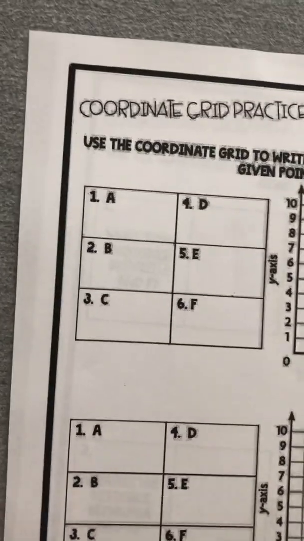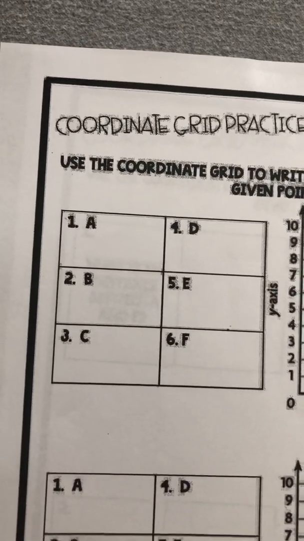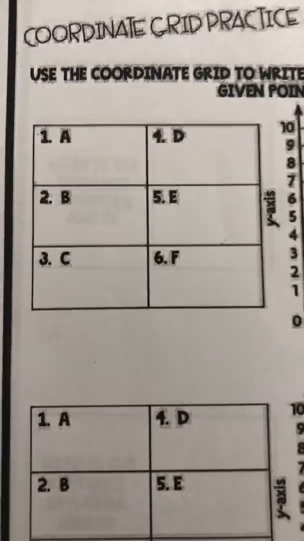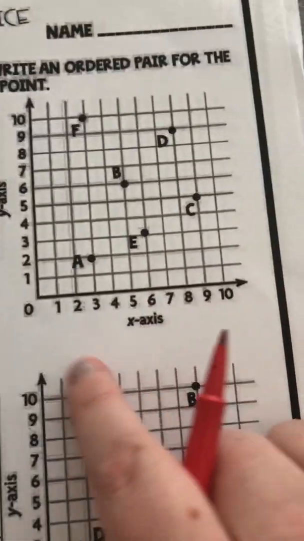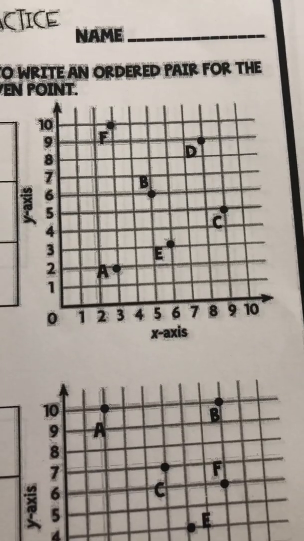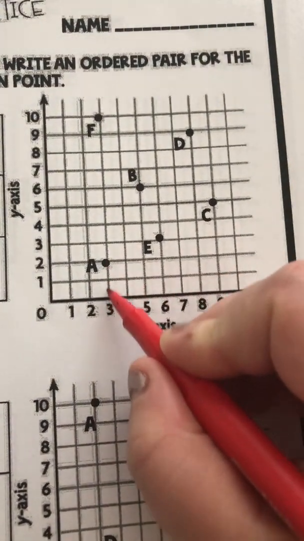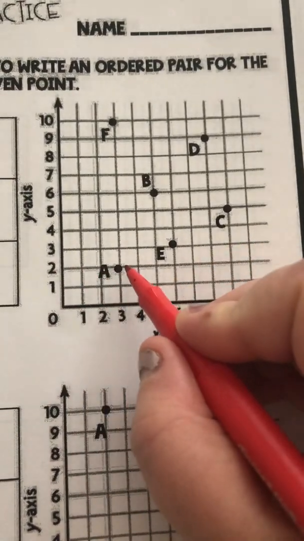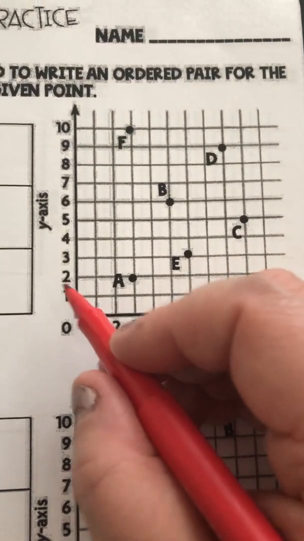First, to practice, we're going to write our ordered pairs for these points. I know your copy is a little fuzzy, but that's okay. You can still read it. If it says find the coordinates for A, you go over here and you find A. Now remember, this is the x-axis, this is the y. We always do x first. So x goes to the 3 and y goes to the 2. So we would write (3, 2).